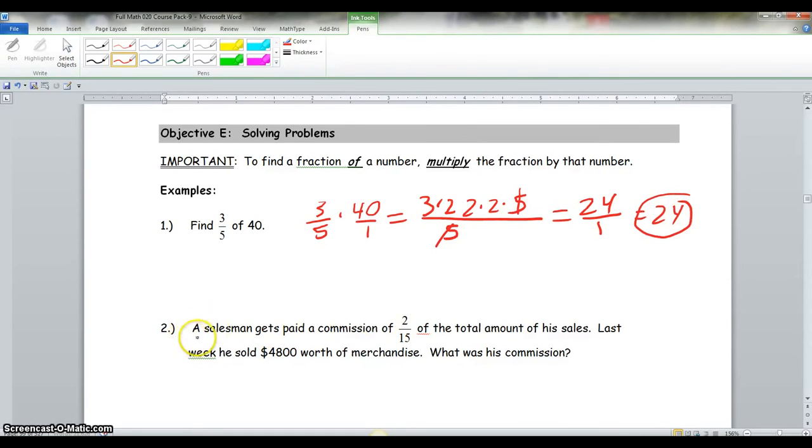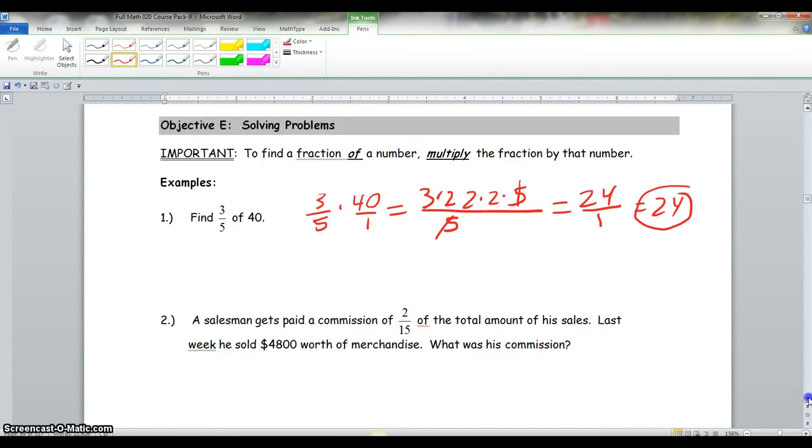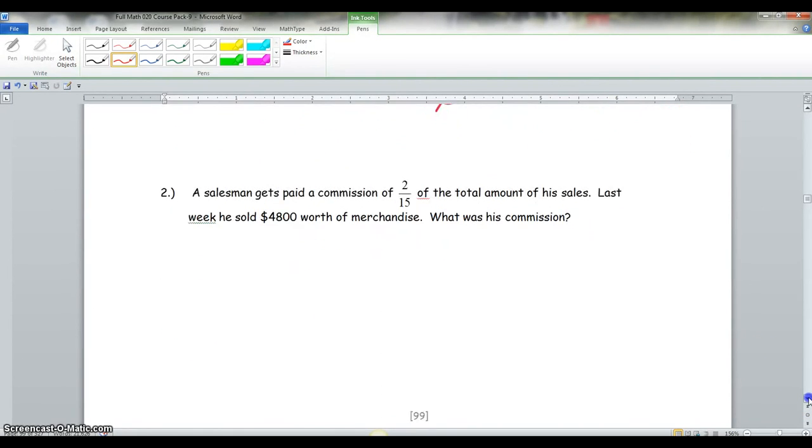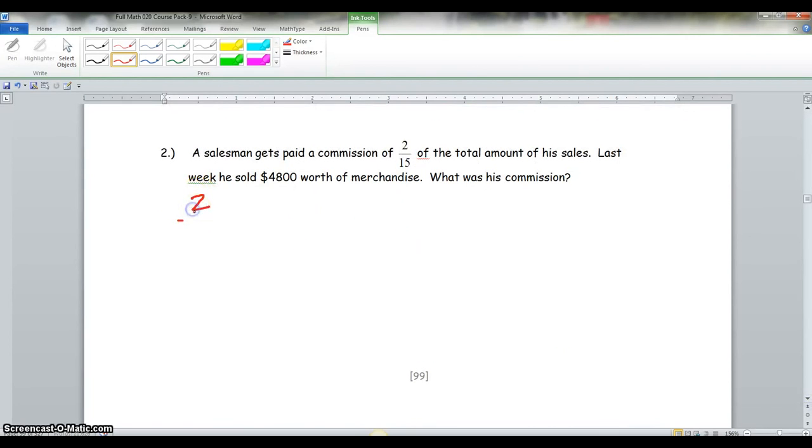Now we go down here to number 2. A salesman gets paid a commission of 2/15 of the total amount of sales. Last week he sold $4,800 worth of merchandise. What was his commission? Now it's 2/15 of total sales. So we'll take 2/15 times his total sales, which was $4,800. And we'll put that over 1.